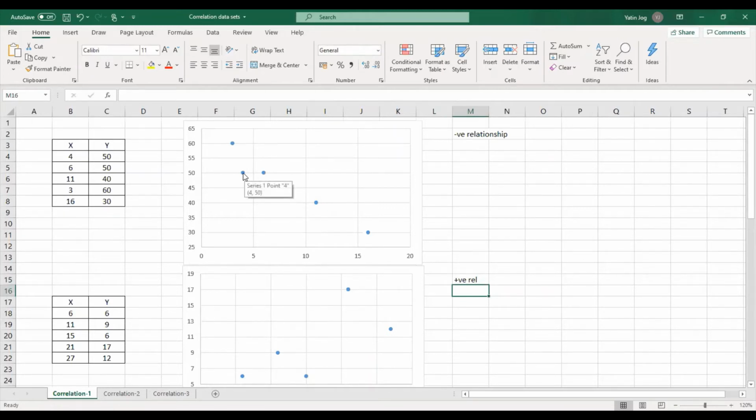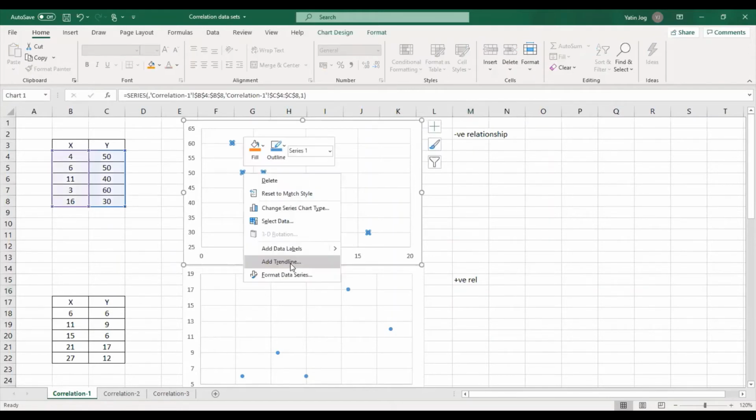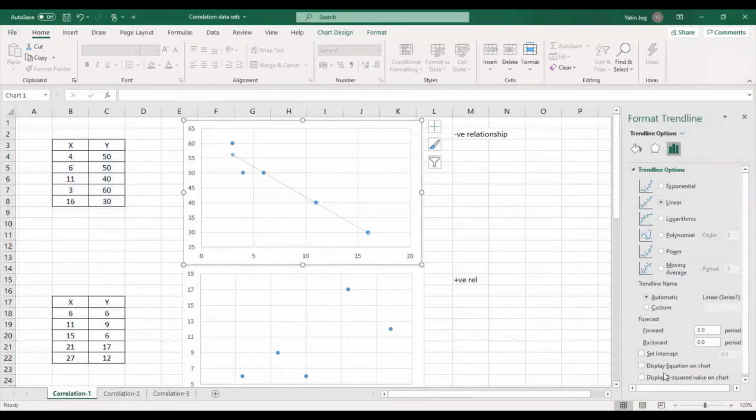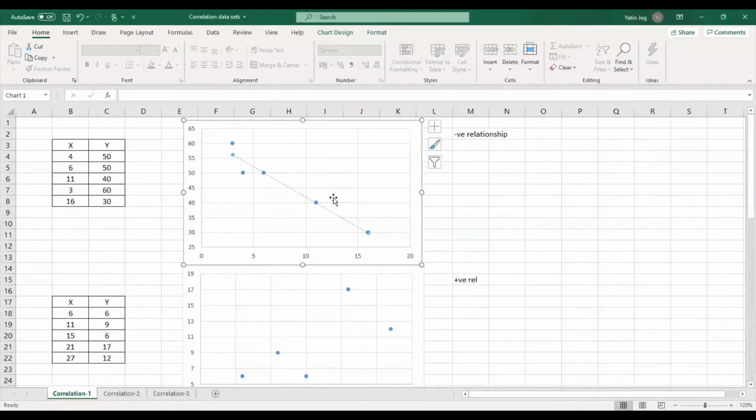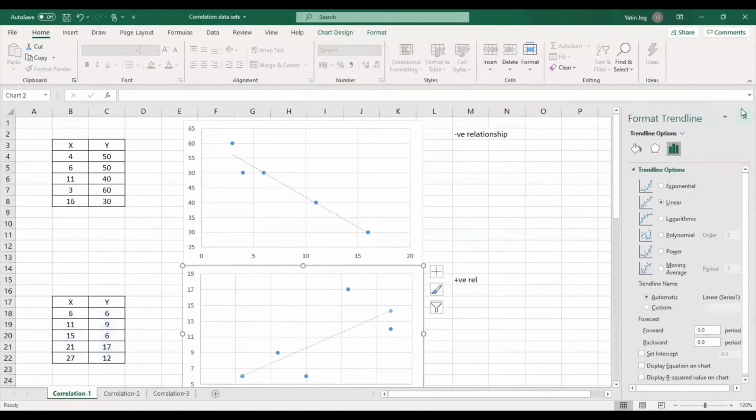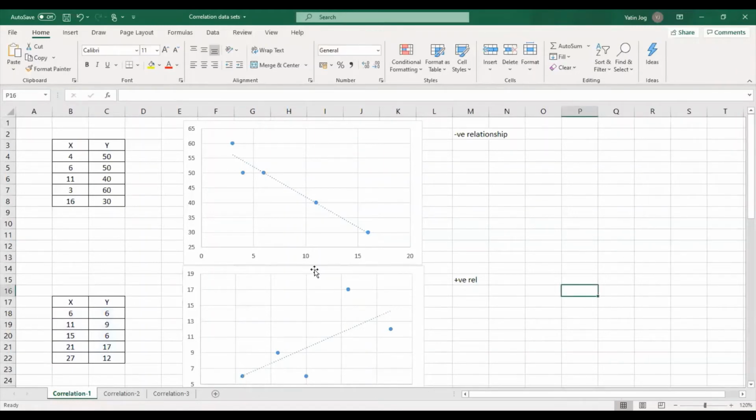Now if I try to add a trend line, if you click on any data point and right click, you will get the option Add Trendline. I'll not display any equation right now. This is my trend line for the first example, and if I draw a trend line for the second example, this is what I get.